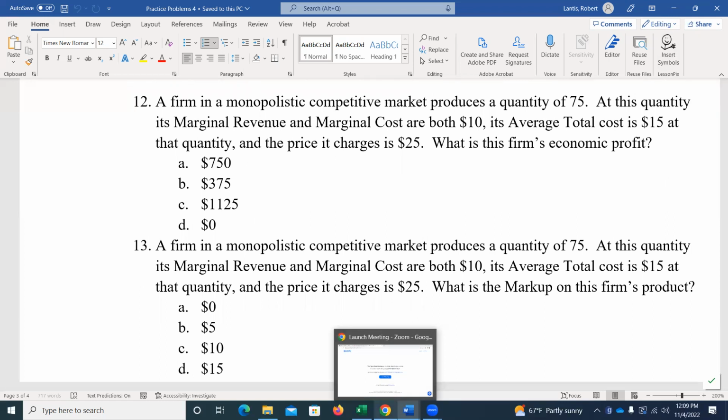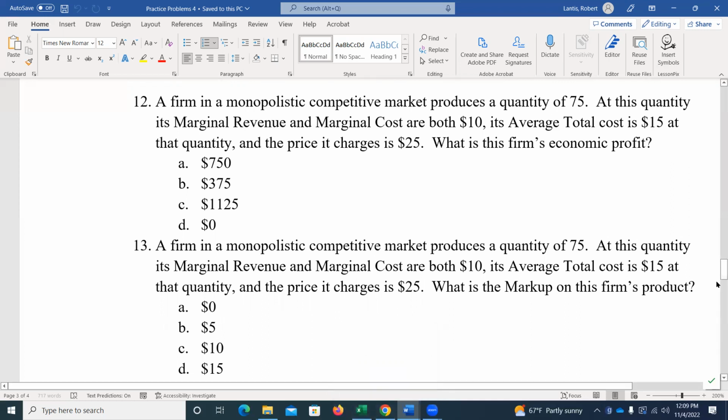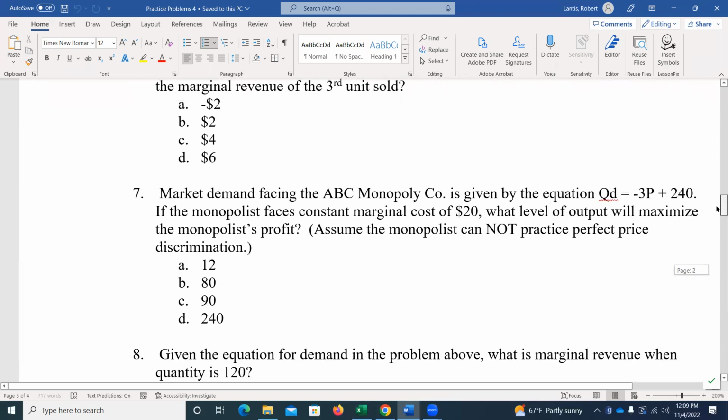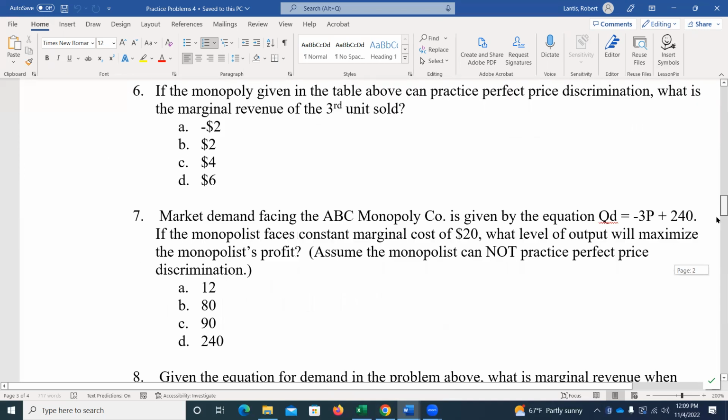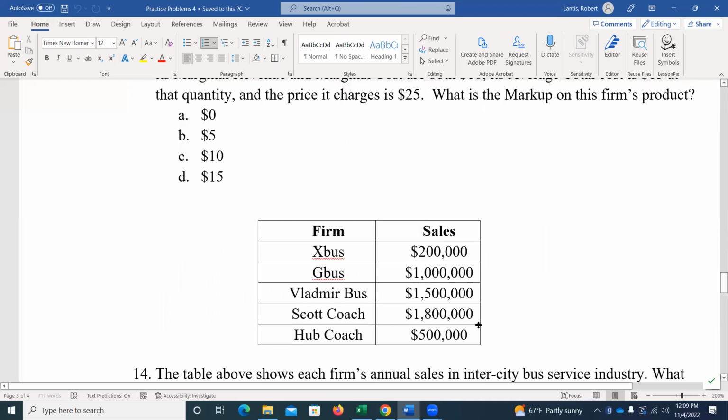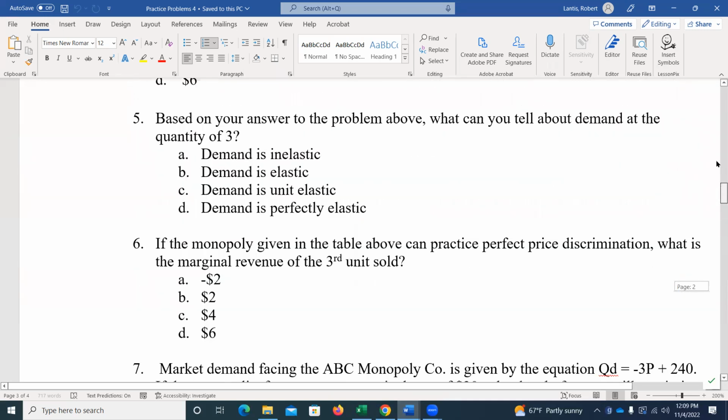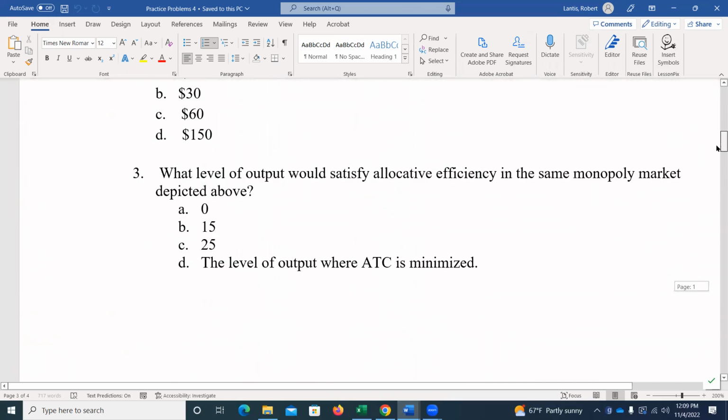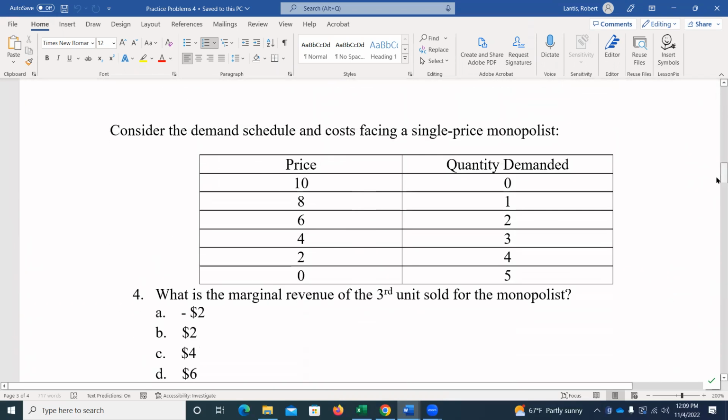I wanted to use that to push this idea or give you exposure to the modeling of it. We talked about this with oligopolies. In fact, I think there might be a problem on this practice problem set that matches up with this discussion. Let me see. This is single price monopolist. Okay, let's go back. I'm going to use this table.